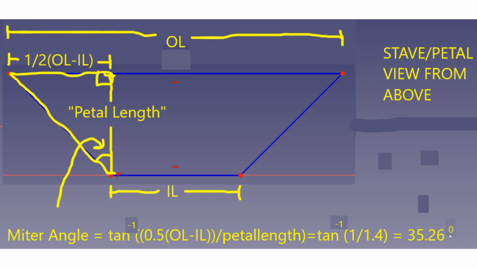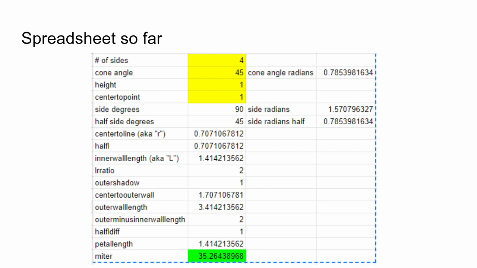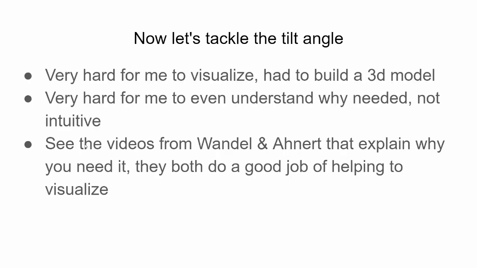Next, we'll move on and figure out the tilt angle. Now, before we figure out the tilt angle, this is sort of what I have in my spreadsheet so far. It's the same as the spreadsheet we looked at before, but you can see I've added the miter resolution down here in a green background cell, indicating that it's one of our answers. Okay, so let's get to talking about the tilt angle.